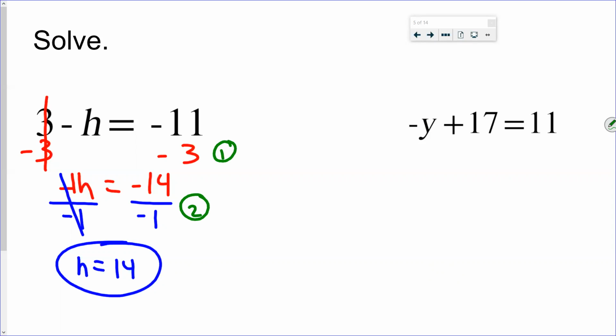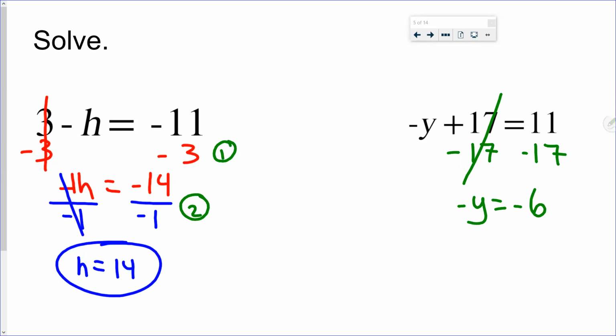Let's look at this next one. Negative y plus 17 equals 11. Let's see here. What is not attached to the y? Well, the 17 is because it's being added. So I want to get rid of the 17, so I'm going to subtract 17. If I subtract 17 on the left, I have to subtract 17 on the right. So then we're left with negative y equals 11 minus 17, which is negative 6.